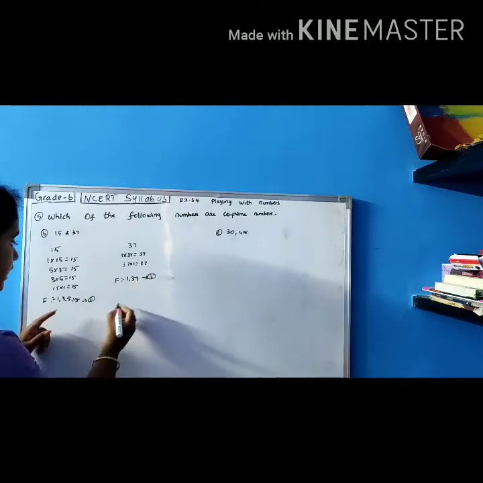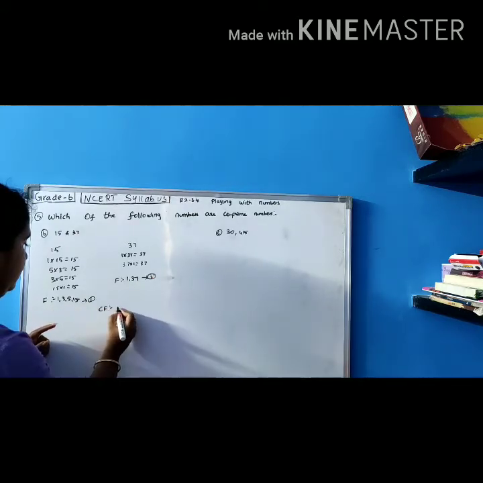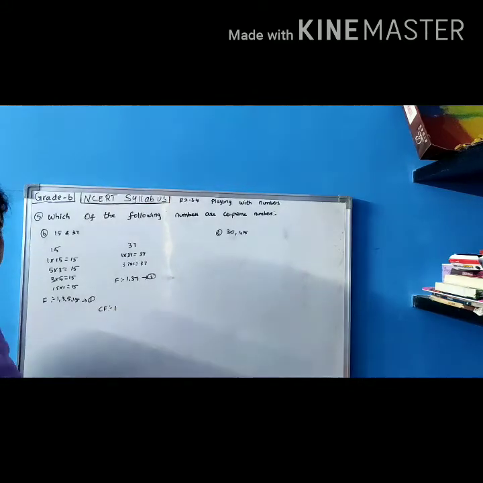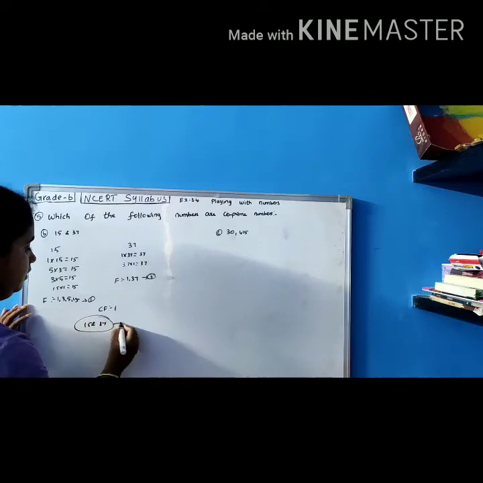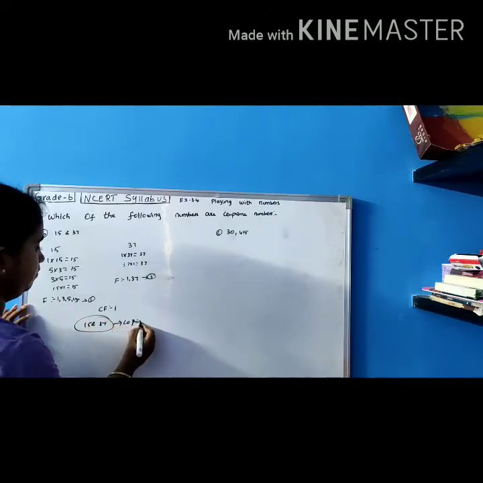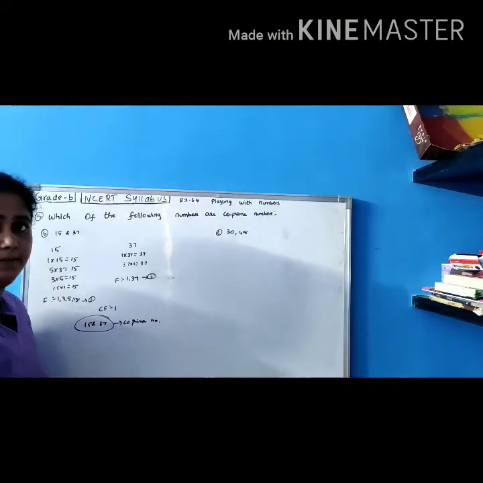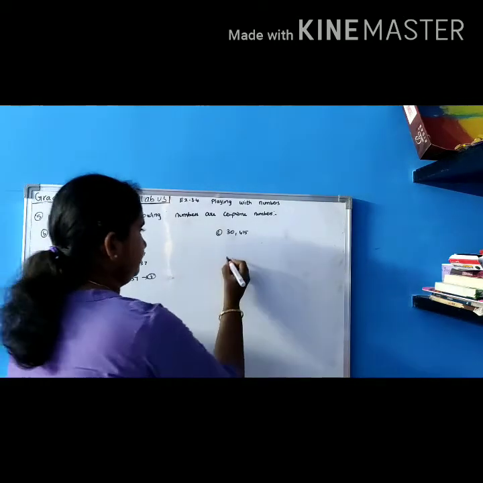Are you getting any other common factor other than 1? I am getting only 1 as a common factor. So, the given numbers 15 and 37 are co-prime numbers. Okay. Now we will move on to the next sum.